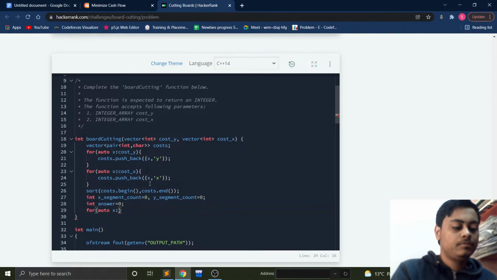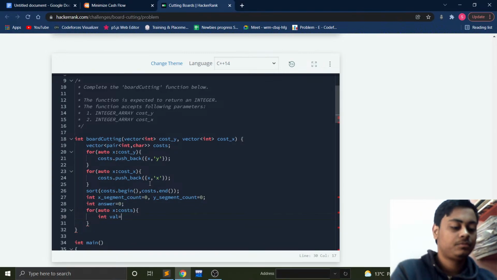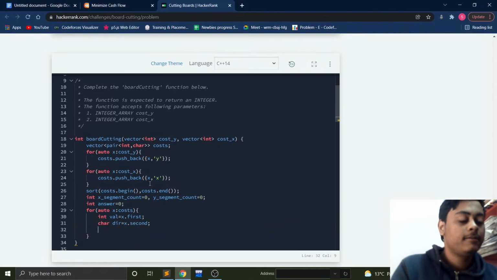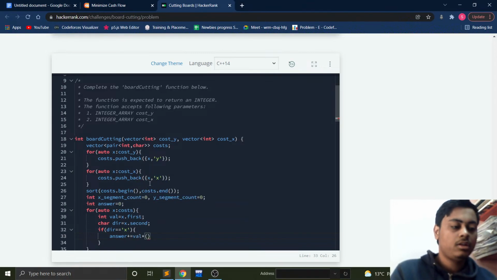For x in costs, value equal to x dot first and direction of cut is equal to x dot second, right? Now if direction is equal to x, I do answer plus equal to value times, I'm cutting in the x direction, bro.